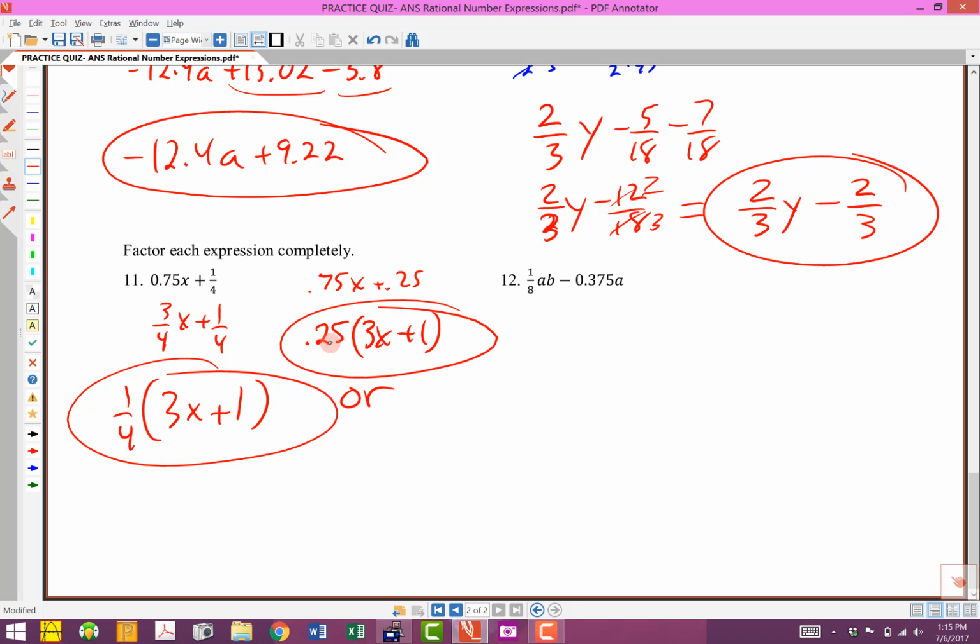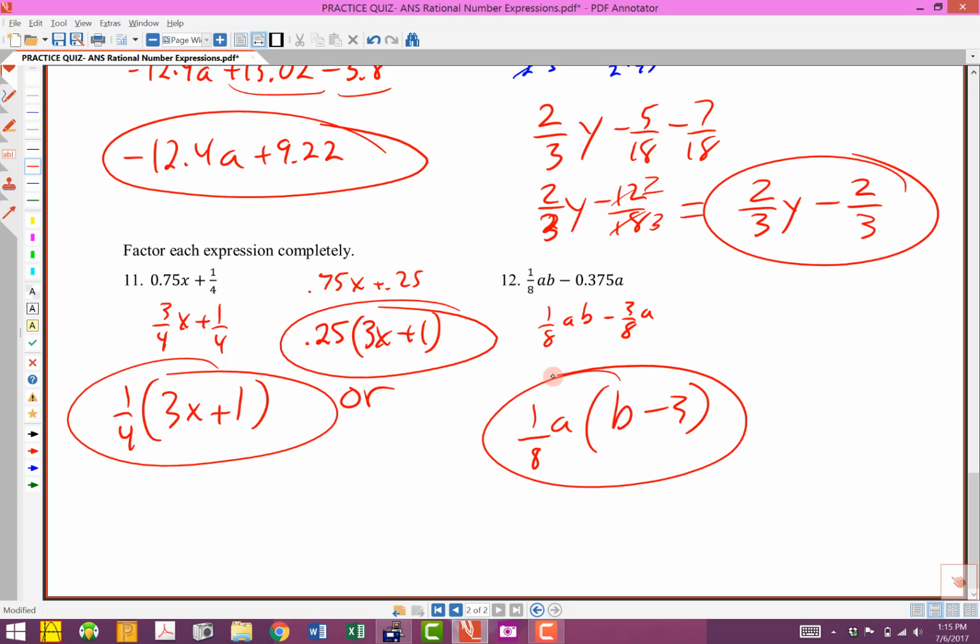It's just a question of whether you're going to write the rational number as a 0.25 out front or as a 1/4. And then I'm going to do the same thing here. So this would be 1/8 ab minus 3/8 a, and if I've got 1/8 and 3/8, I can definitely take out an 1/8, and I can definitely take out an a. So we're going to be left with just a b here, and we took out the 1/8 and the a, so we're left with a minus 3. So there's the answer on that one.